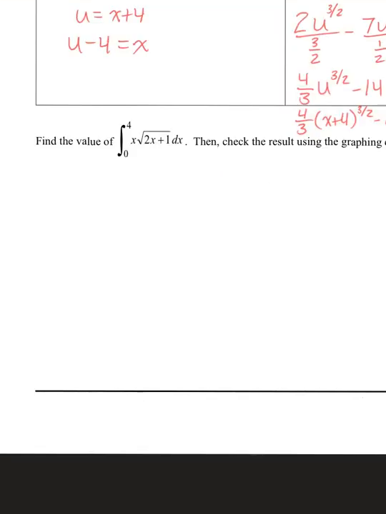So this last problem here is kind of a doozy, so hang with me. We're going to go through the same process of this u substitution on steroids. So we are going to identify our u, which is our inside function.